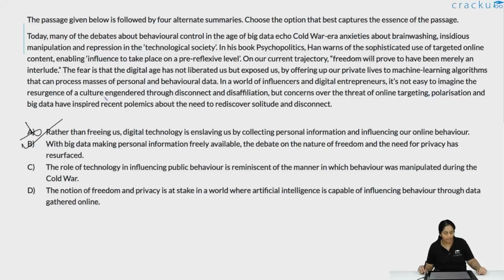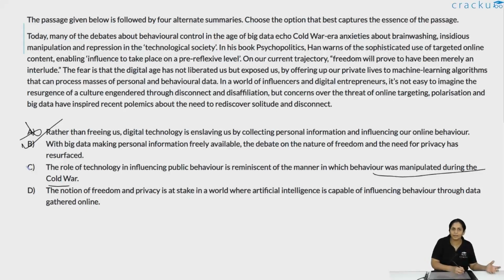Option C: The role of technology in influencing public behavior is reminiscent of the manner in which behavior was manipulated during the Cold War. There was fear that this was happening. There is fear that this is happening, but there is no confirmation that it actually happened. The author says that if you listen to the fear of being manipulated by algorithms, that fear is similar to the fear that people had in the Cold War era of being manipulated.